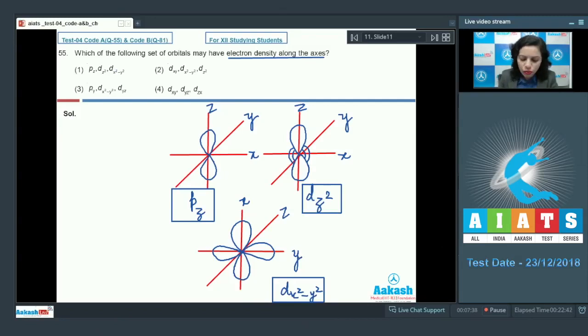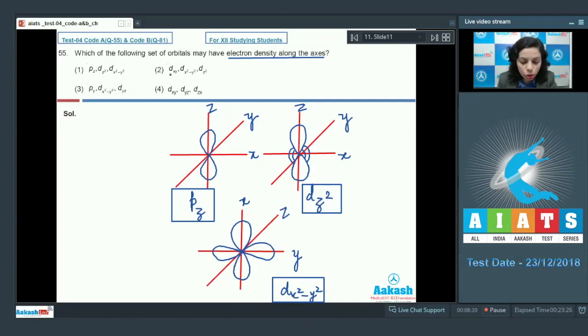We have drawn the structure for these orbitals here. For the pz, I've drawn here. This is along the z-axis. While if we talk about dz square, there are the 2 lobes which are along the z-axis. There are the lobes of d orbitals which are along z-axis. That's why electron density would also be there. Further, we have dx square minus y square. We can clearly see that the lobes are there along the y-axis and the x-axis. That's why electron density would also be there. And on that basis, this is the set of orbitals that have electron density along the axis.